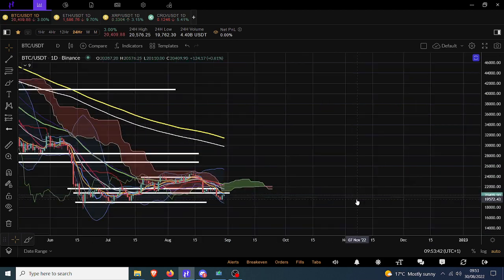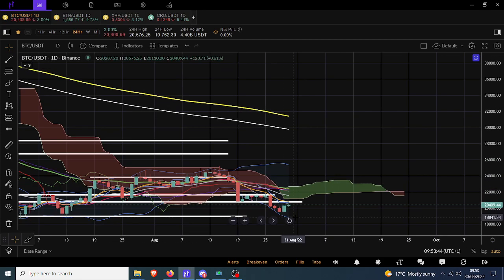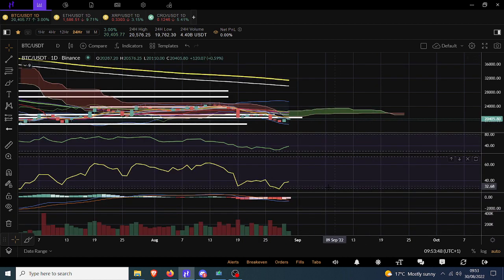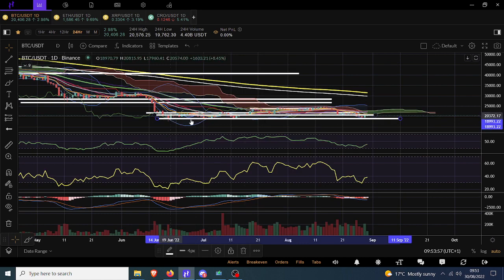giving us the short signal, and we're below all these resistances, moving averages as well, which are all downwards facing. We don't have anything on the daily to suggest anything other than continuation of this general move down. And the next major area is going to be 19,000, back down to the lower side of the range.